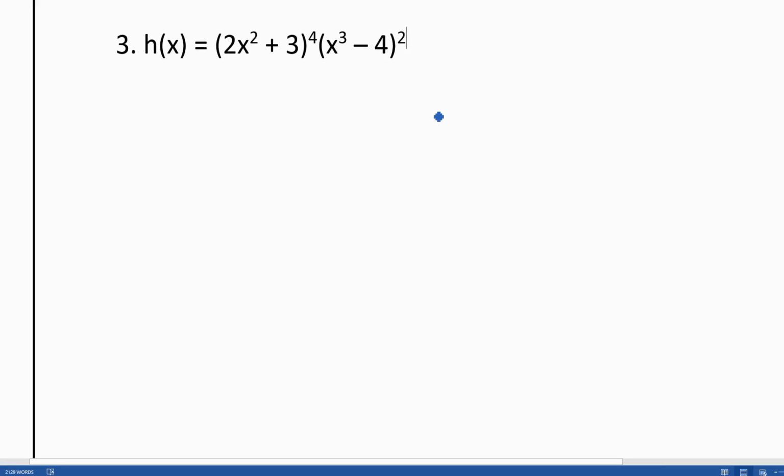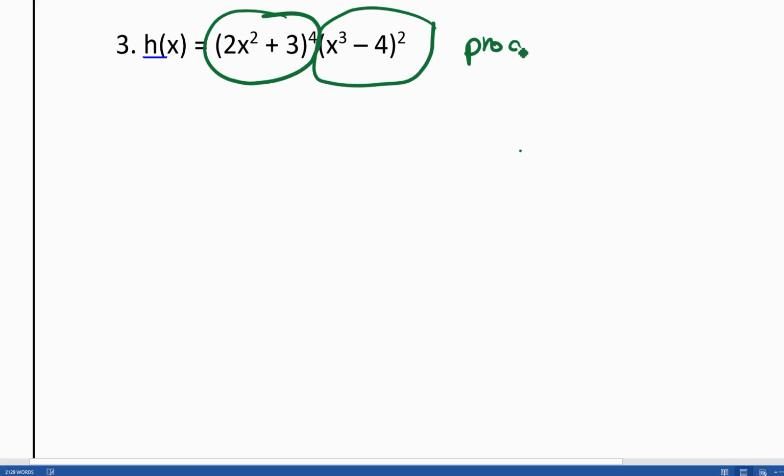Okay, look at what we have here. We have h of x equals 2x squared plus 3 to the 4th power times x cubed minus 4 squared. Okay, so look at the overall thing. Overall, we're multiplying two things together. We're multiplying this times this. So we're going to have to start with the product rule.